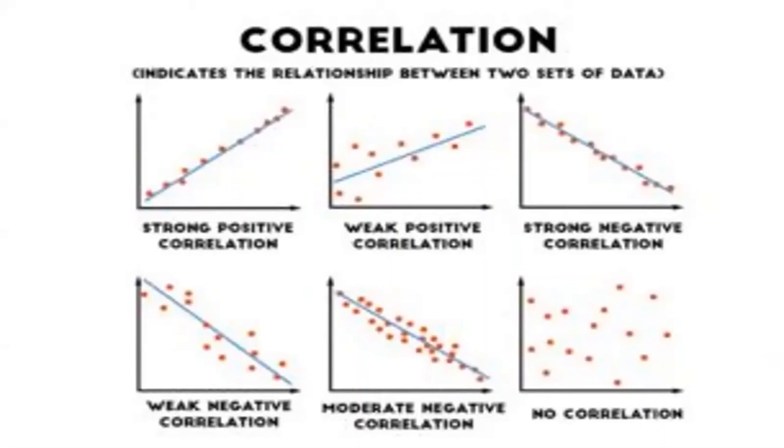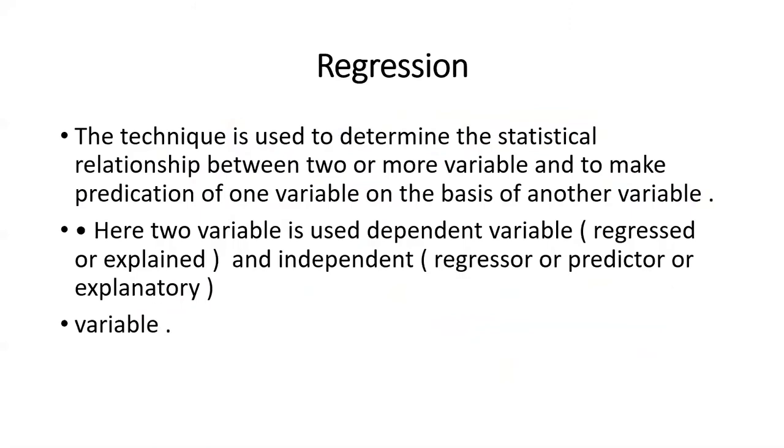When the points are lying nearby that line, it will be moderate negative correlation, and when there is no relation between the points, there will be no correlation. These are the different degrees of correlation. Now we have ended with correlation, and now we will start regression.